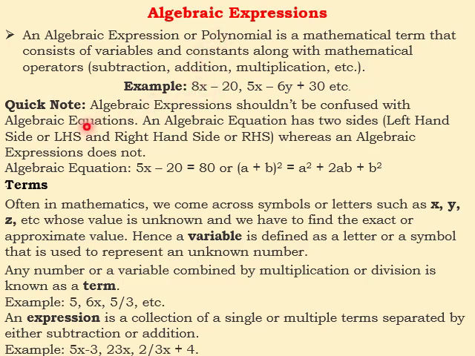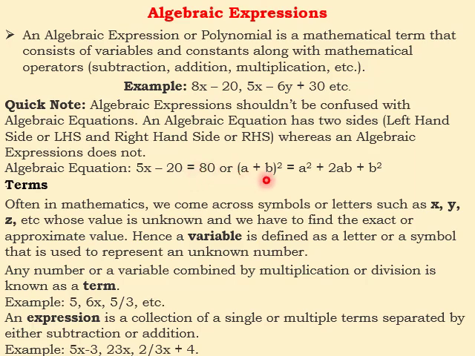Now, more often we will come across the terms algebraic expressions and algebraic equations. So don't get confused. Equations should have one left hand side and one right hand side. For example, an algebraic equation will be 5x minus 20 is equal to 80. Can you see an equal to sign here? That's why it is called an equation.